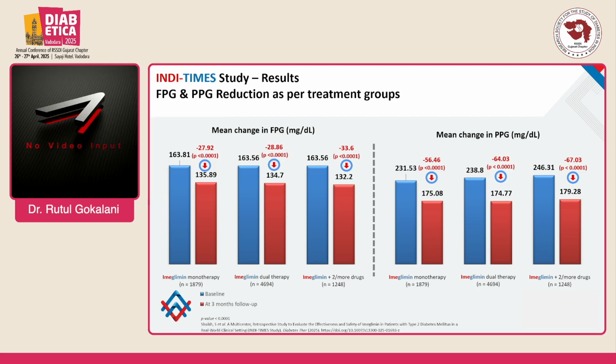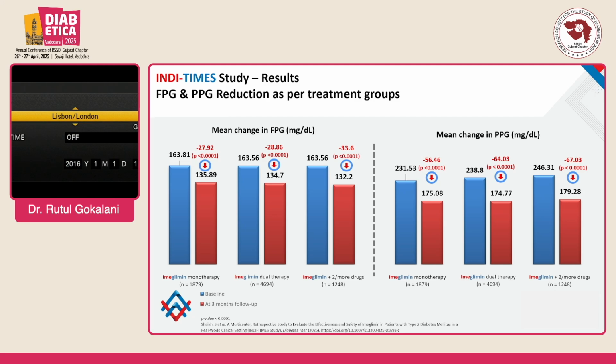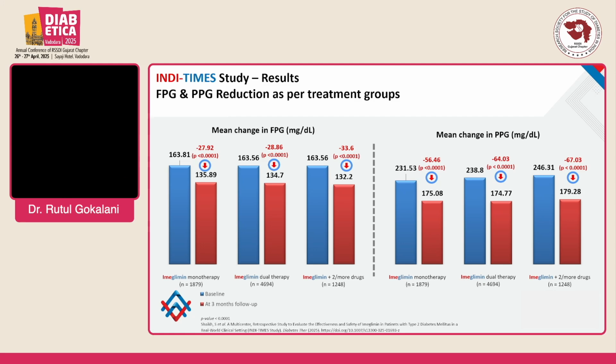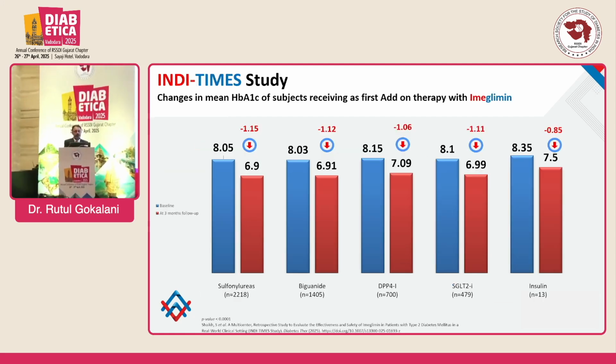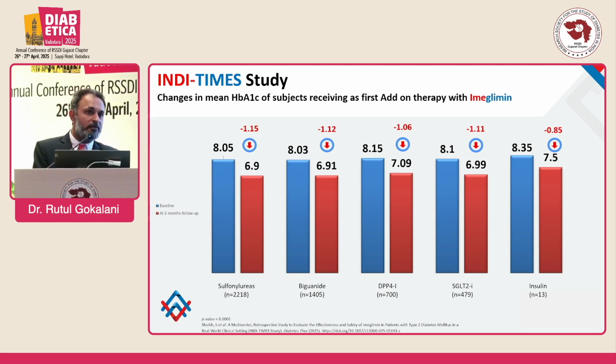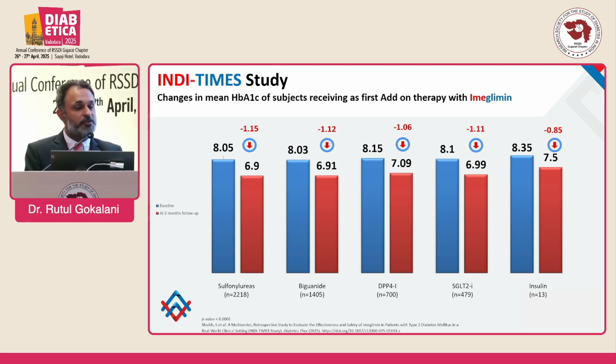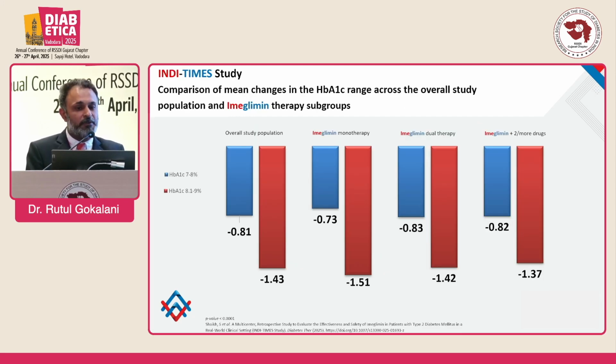Now, in the IndiTimes study, fasting plasma glucose reduction as monotherapy, dual therapy or 2 or more drugs, if you see fasting plasma glucose or postprandial blood glucose level, showed significant reduction in comparison to baseline. So almost 30 milligram per deciliter for fasting and 60 milligram per deciliter for postprandial blood glucose. Change in mean HbA1c, whether combined with sulfonylurea, biguanides, DPP4, SGLT2 or even insulin, showed an HbA1c reduction of around 1%. With insulin, it was around 0.8%.